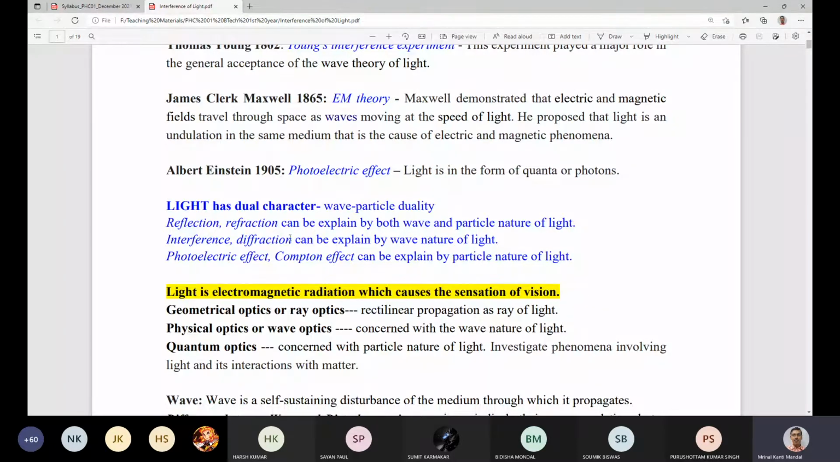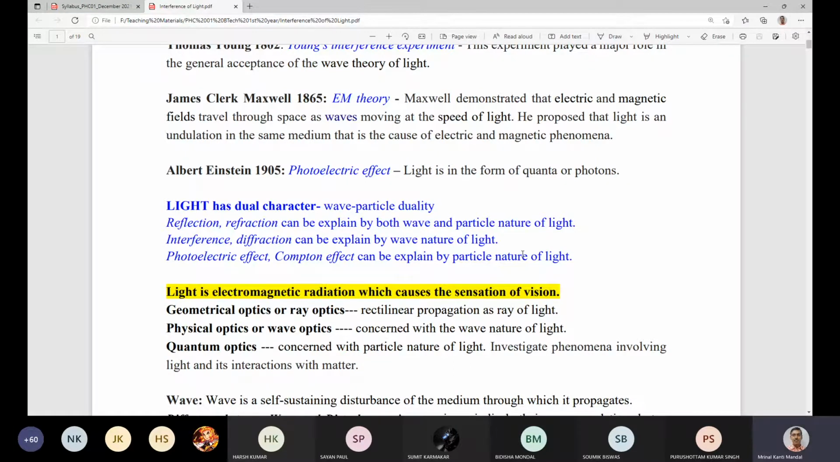Here it is also mentioned that reflection and refraction can be explained by both the wave and particle nature of light. Interference and diffraction can be explained by the wave nature of light, and the photoelectric effect and Compton effect can be explained with the help of the particle nature of light. So the photoelectric effect or Compton effect cannot be explained by the wave nature, right? They can be explained with the help of the particle nature of light. So it can be considered as wave-particle duality, that is, dual nature or dual character is there.